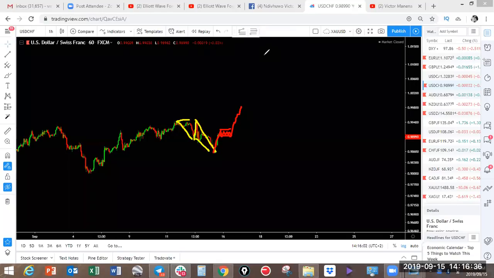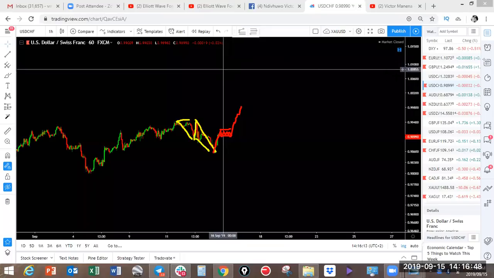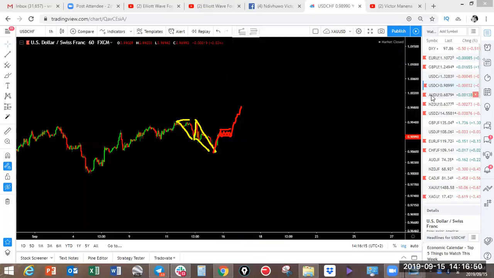So we even have a full module on correlation as part of the course, because this is important. You cannot trade Elliott Wave without market correlation, right? So you look at those two things. That is US dollar CAD, US dollar CHF.